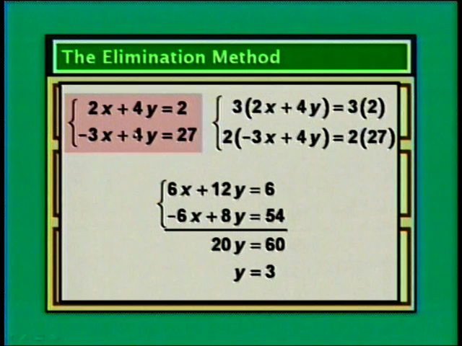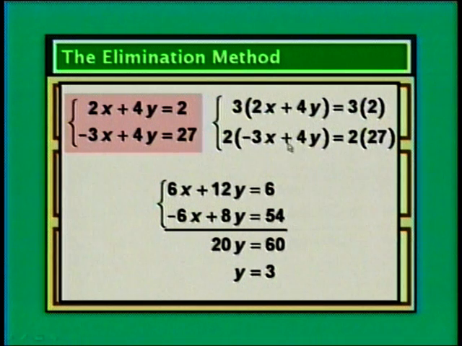The system's already written in standard form. So what we need to do is multiply one or both of the equations by appropriate numbers so that when we add the respective sides of the equation together, one of the variables is eliminated. There's more than one choice we could make.